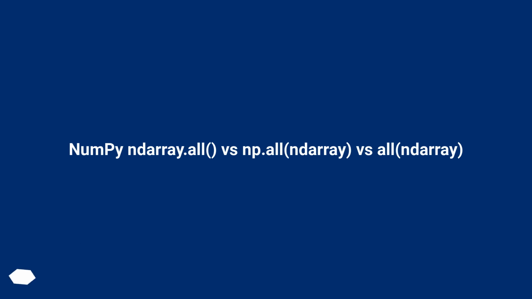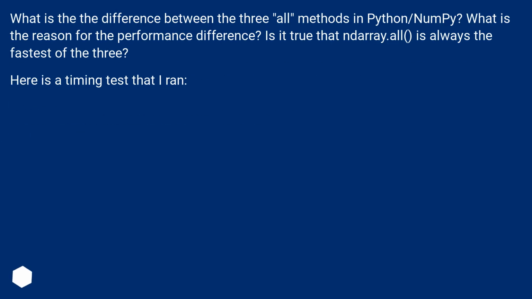NumPy ndarray.all versus np.all versus all. What is the difference between the three all methods in Python/NumPy? What is the reason for the performance difference? Is it true that ndarray.all is always the fastest of the three? Here is a timing test that I ran.